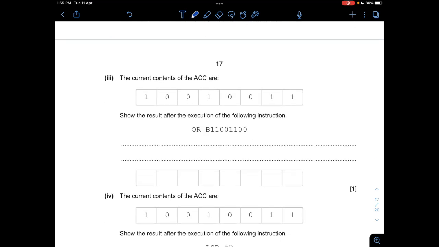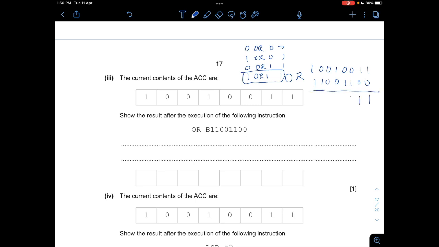Question 3. Current contents of the ACC are 10010011. Show the result of the execution of OR 11001100. So for OR, 0 or 0 you get 0, 1 or 0 you get 1, 0 or 1 you get 1, and 1 or 1 you still get 1. This is different from XOR. This would be the differentiating point. So 1 or 1 is 1, and so on. The answer would be 11011111.